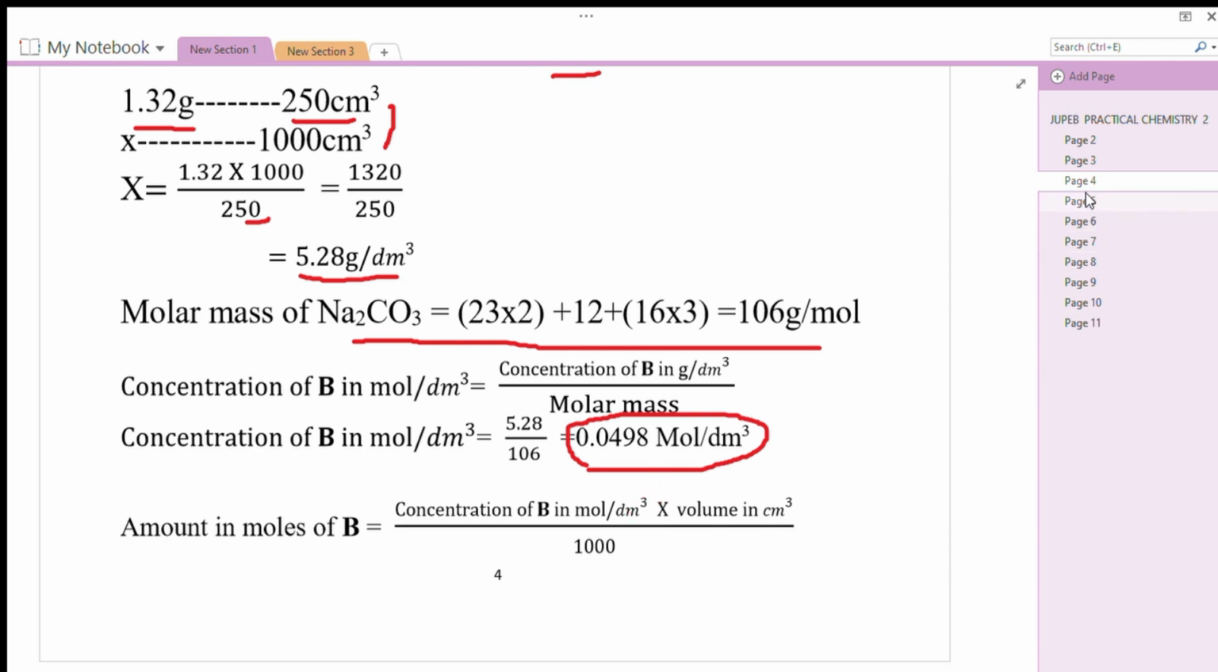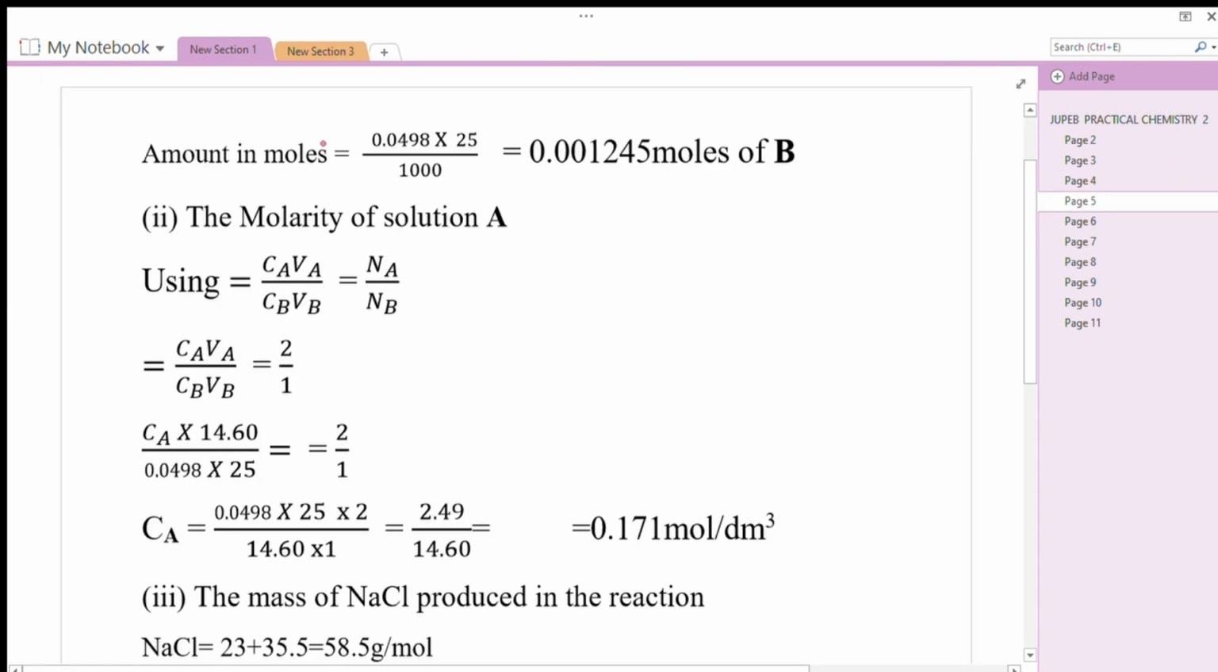Yours might be 20 or 25. That's the volume of the pipette. So let's take note. Now, looking at this, you can see there, multiply this by 25 equals this. So my amount in mole of B is 0.01245 moles of B. So that's correct. Now, what's the next question?